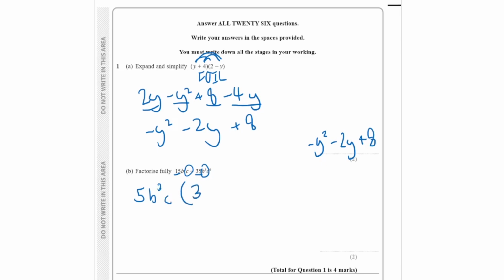Now we already have b to the power of 5, so we'll write here 5 minus 3. That's b to the power of 2. And c, that's already given here. So we move on to the next one.